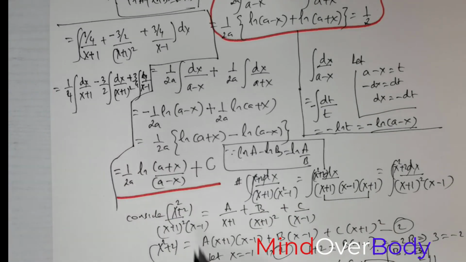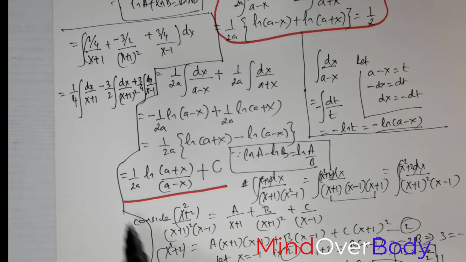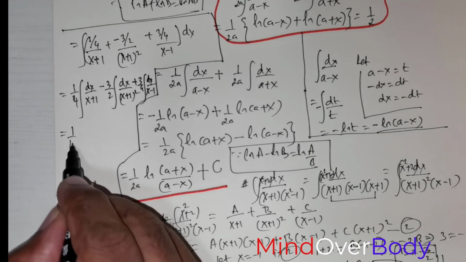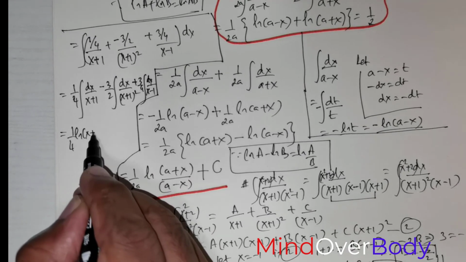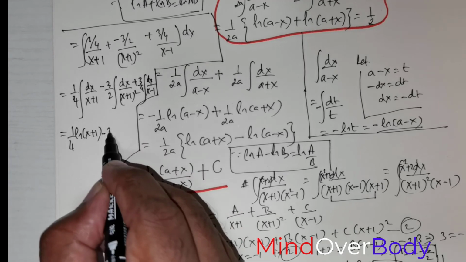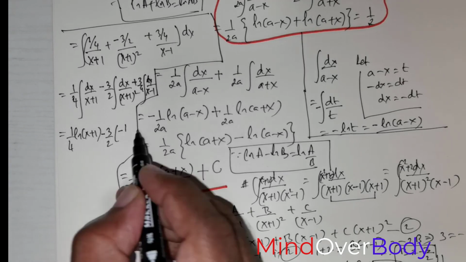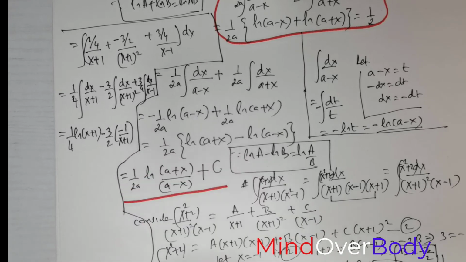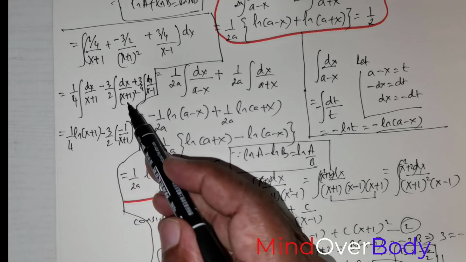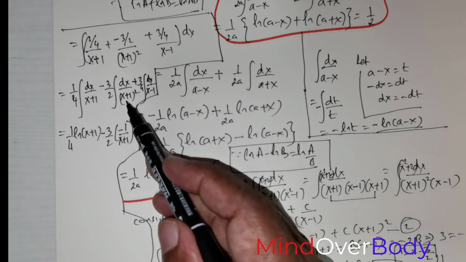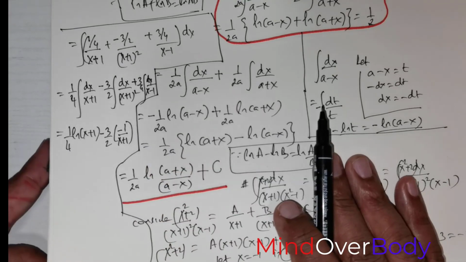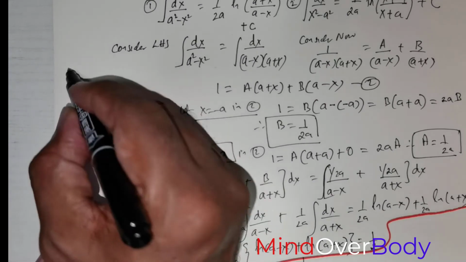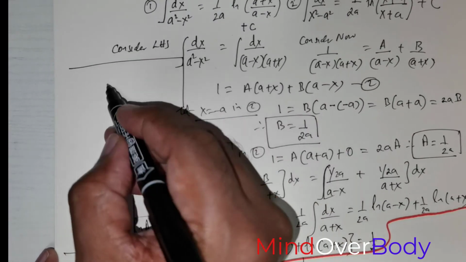Now for the first quantity, the first one will give me 1 over 4 ln of x plus 1. The second one is going to give me negative 1 over x plus 1. We already know how to integrate this, right? If I were to substitute x plus 1, if you are not sure, let me just show you that, just in case you are not sure.